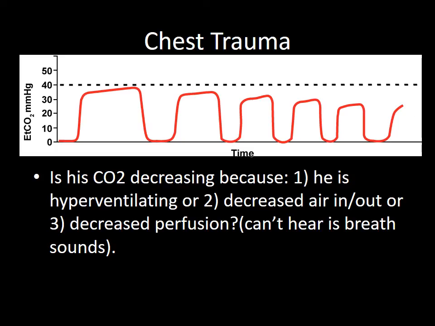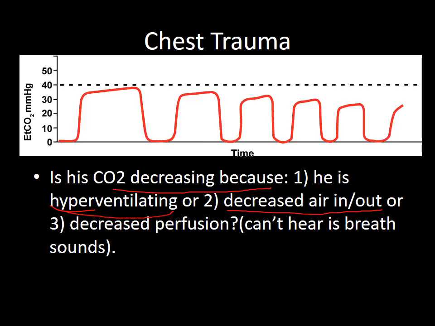So the question is, is the CO2 decreasing because he's hyperventilating? Well, he is starting to breathe faster. He's got some anxiety. Is he just hyperventilating because he's anxious? He's thinking about being shot in the chest, whatever. Is he decreasing the air in and out? That's probably not the case, because we're watching him breathe and he's breathing fast.